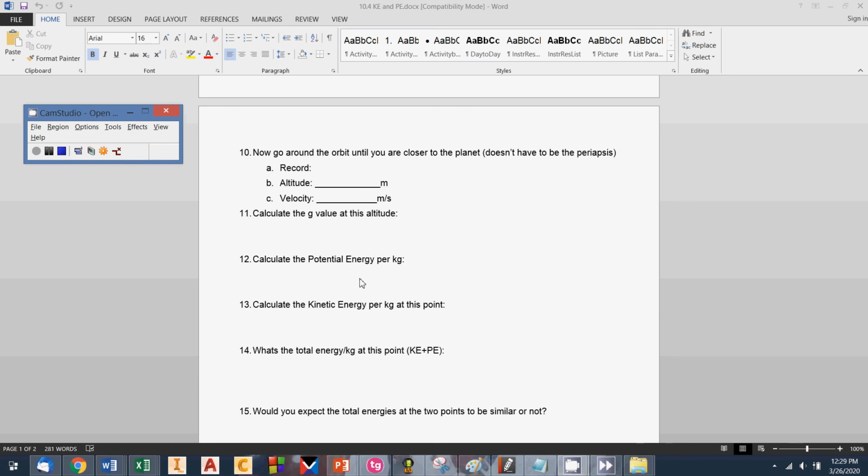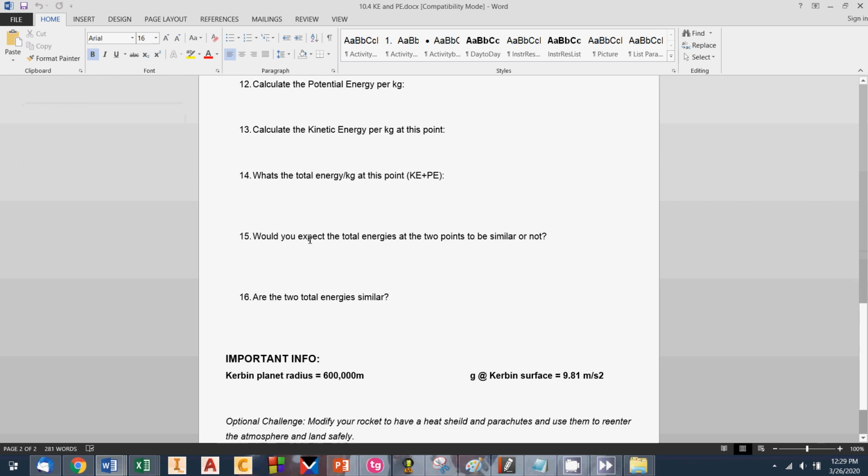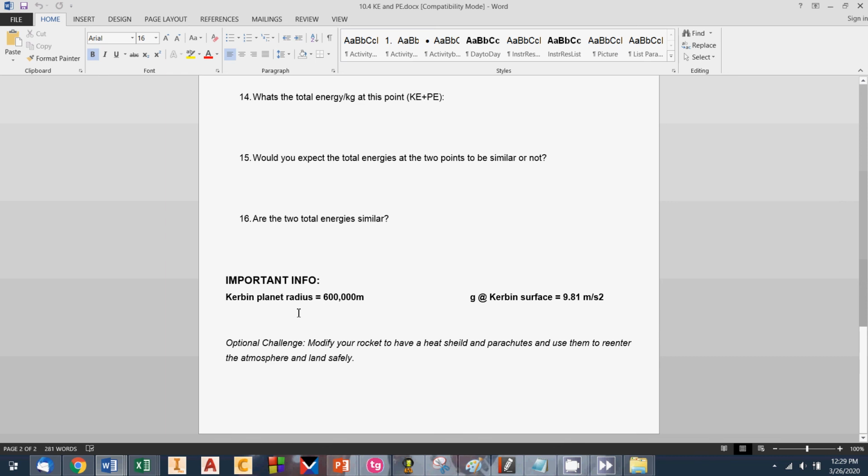Find our G value, potential energy, kinetic energy, total energy, and then let's find out if these two are similar or not. Don't forget that when you're finding the total distance from the center of the planet, you have to add the radius on to your altitude because we have to account for the thickness of the planet also. And the G value at the surface is 9.81 meters per second squared. All right, so that's what we need for 10.4.